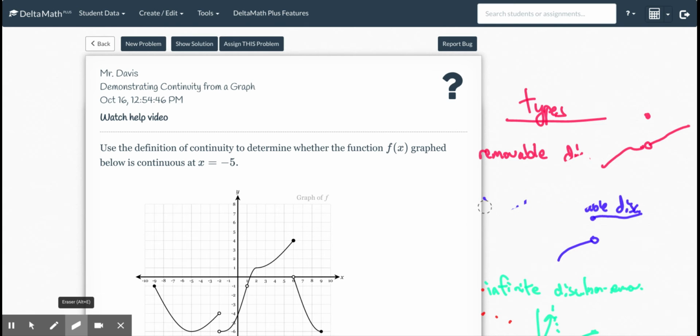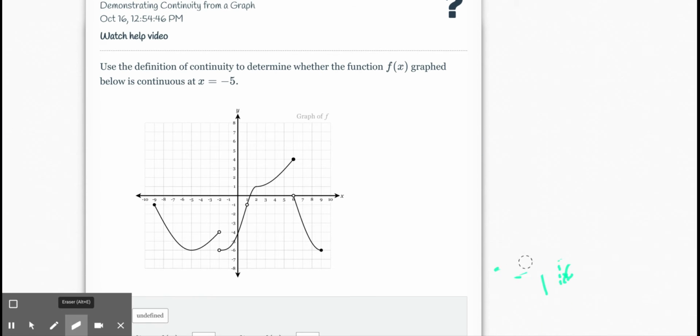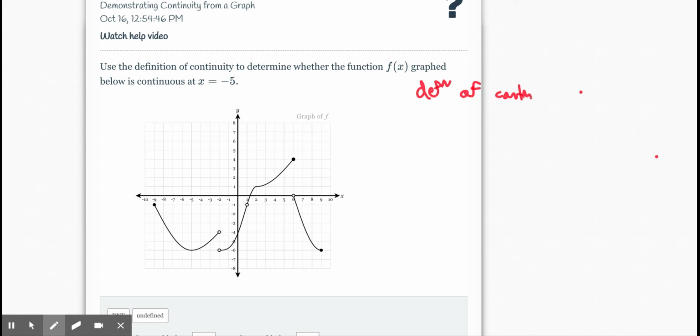Let's start by erasing this stuff here. All right, so the next thing we're going to talk about is the definition of continuity, which was also in those videos. I'll go over that definition as well. So for something to be continuous, it has to really satisfy 3 conditions. 1, f of c must exist. That's saying the function has to be defined at that point.